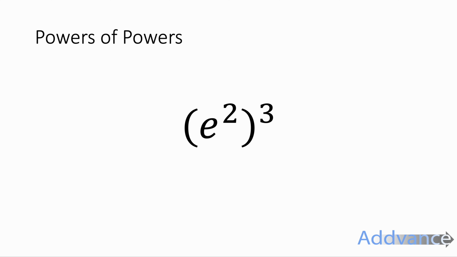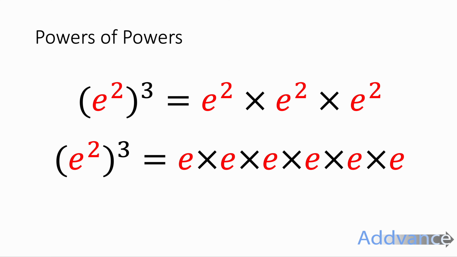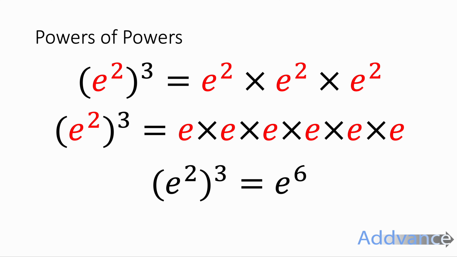Powers of powers. Okay, so here we have e squared to the power 3. Let's write that out. That is e squared times by itself 3 times. But e squared is just e times e. So we can write it out like this. How many e's are there? There are 6 e's. And so we get e to the power 2 to the power 3 is e to the power 6. The pattern here is we are multiplying the powers. 2 times 3 will give you 6.